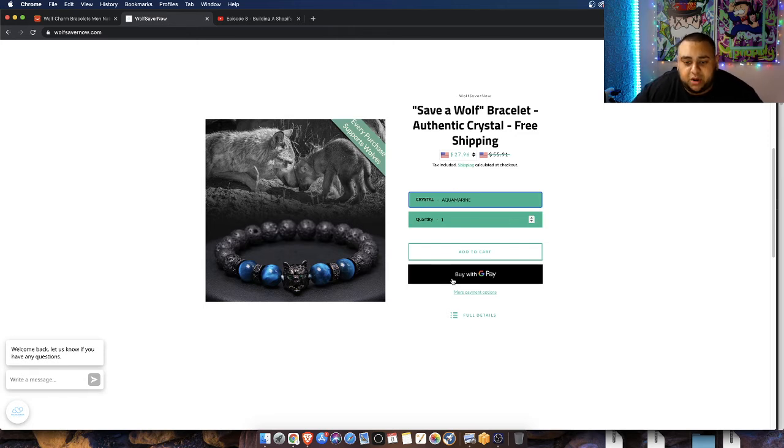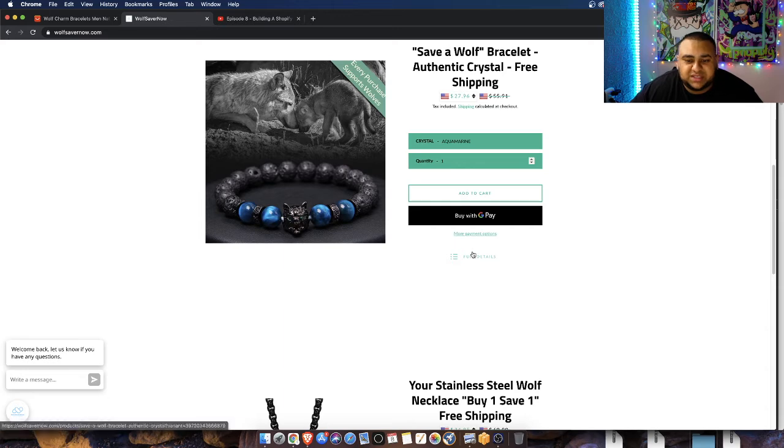Here you have an add to cart, buy with Google Pay. This is good. What typically tends to happen is the theme that he has comes with a buy now button, and then when you connect your Google Pay or you connect PayPal or whatever the case may be, this buy it now button will change to buy with whatever you connect it to. So it's a decent idea.